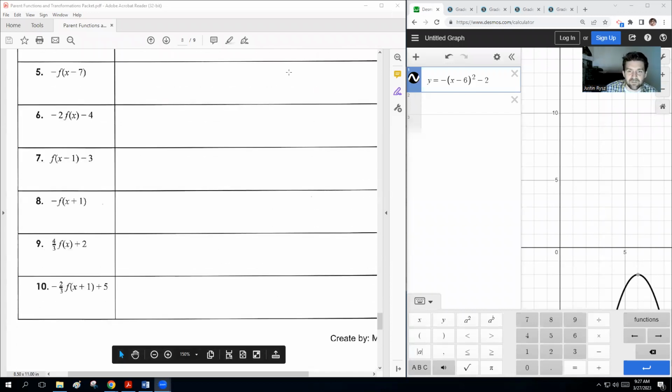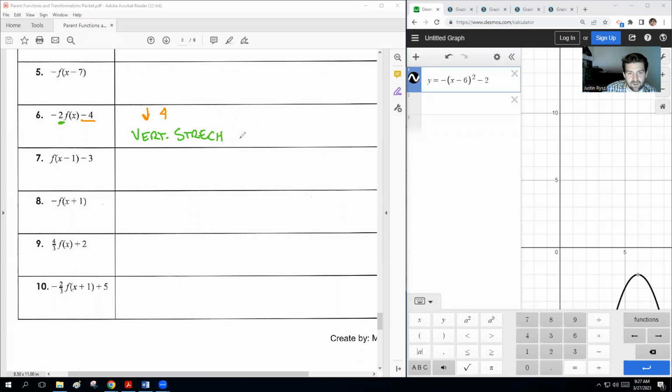Okay, next one here, number 6. Okay, we got -4 on the outside. So that's definitely going down 4. All right, we have it being multiplied by 2. So that is a vertical stretch by 2, but then it is also a -2. So -2, and it's on the outside. So that would also be a reflection over the x-axis.